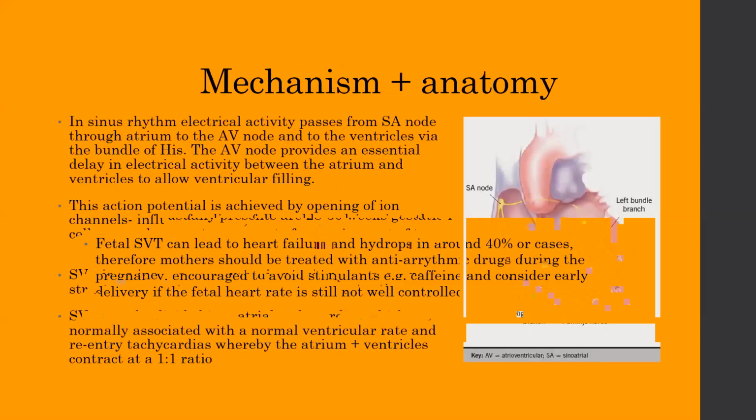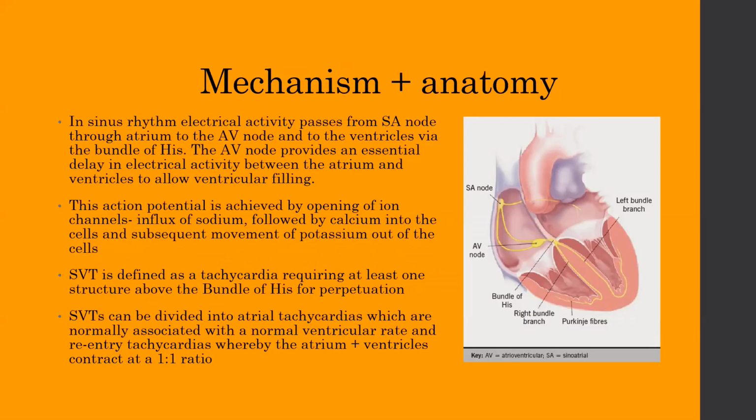So I thought it was probably worth us going over the anatomy of the heart again briefly, because I always forget this. In a normal heart, you've got the SA node that starts your electrical current. It passes through the atrium and then goes through the AV node, down into the ventricles, down through the bundle of His and through the Purkinje fibres. The AV node provides a delay between the contraction of the atria and ventricles, which is important so you have time for your ventricles to fill before they contract.